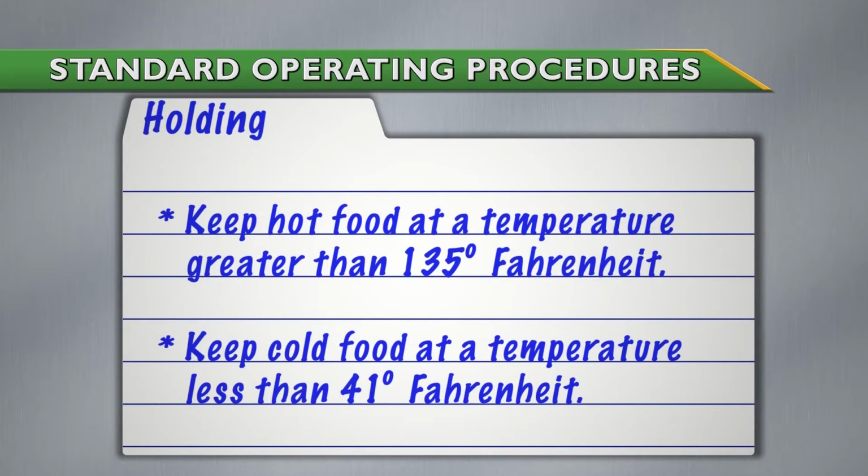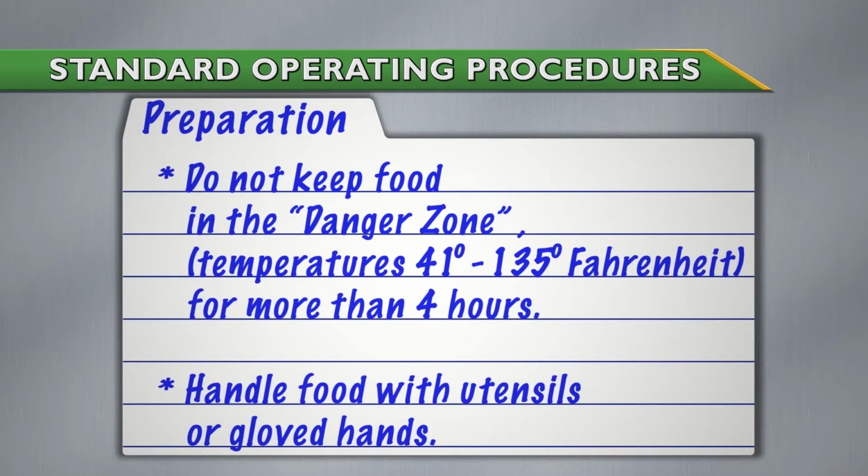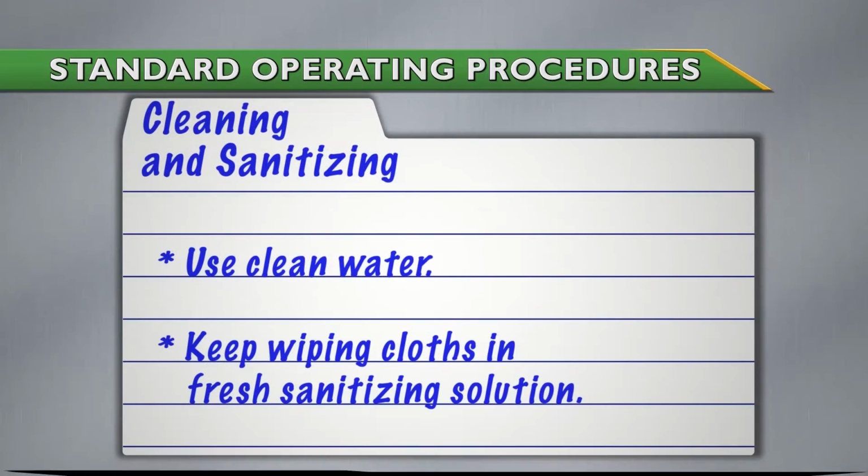Holding. Keep hot food at a temperature greater than 135 degrees Fahrenheit. Keep cold food at a temperature less than 41 degrees Fahrenheit. Preparation. Do not keep food in the danger zone temperatures between 41 degrees Fahrenheit and 135 degrees Fahrenheit for more than 4 hours. Handle food with utensils or gloved hands. Cleaning and sanitizing. Use clean water. Keep wiping cloths in a fresh sanitizing solution.